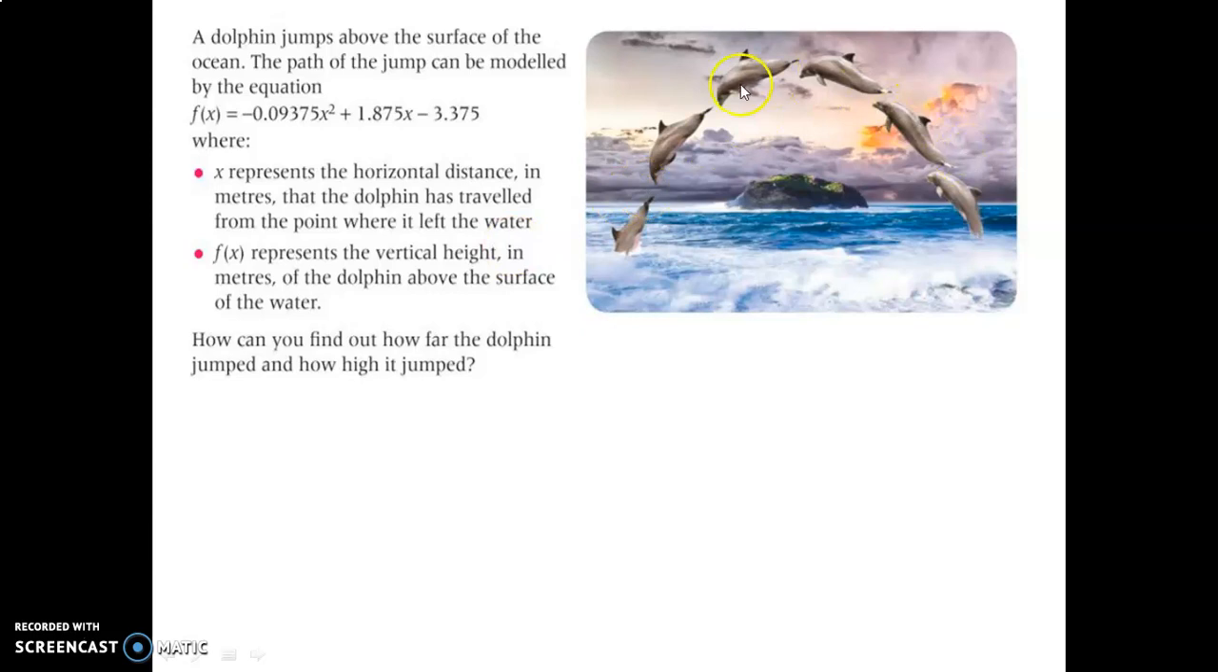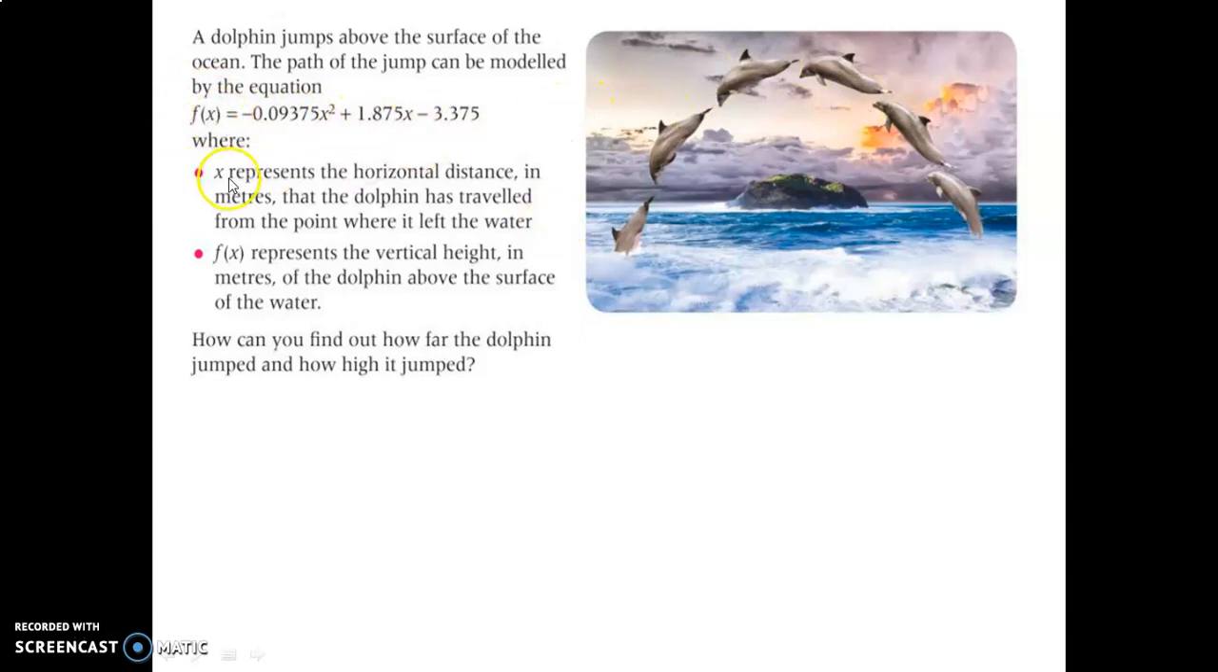But here's another example of something moving in a parabolic path. This dolphin has done this incredible jump, and that's a great photo capturing it piece by piece there. So what we have is it's following a parabolic path, and the function for that is given here. Notice instead of y, we put f of x. That's okay. That's called function notation. That means the same thing as y. So here we have a function representing that path.